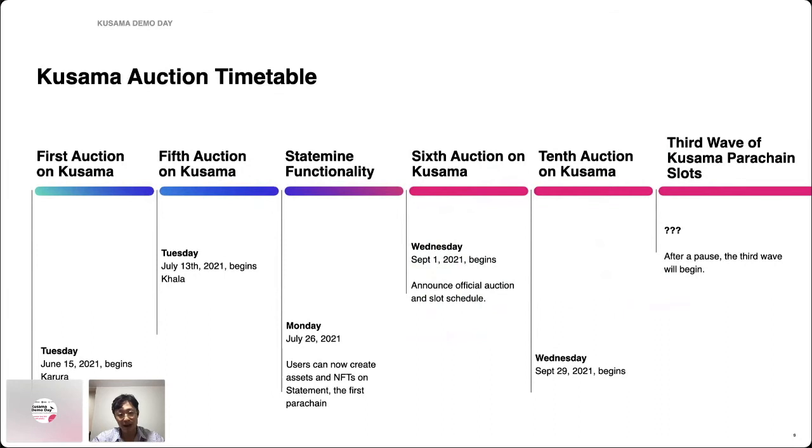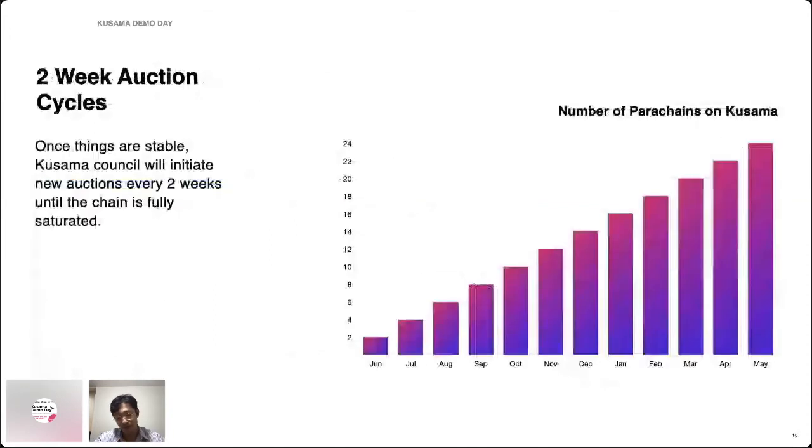And then sometime after the second wave of parachain slots, after the 6th to 10th auction concludes, there's going to be a third wave of Kusama parachain slots. Now, it's a little bit unclear to us yet when we will truly determine that everything is fully stable between the 1st and the 10th slot and beyond. So basically what we know right now is that sometime after we determine that everything is stable, the Kusama Council will essentially initiate new auctions every 2 weeks until the chain is fully saturated with auctioned off parachains.